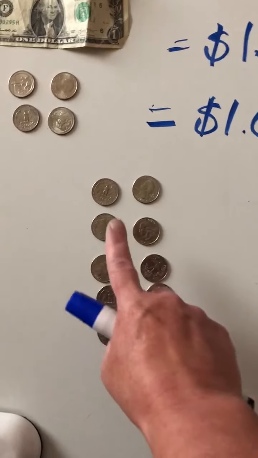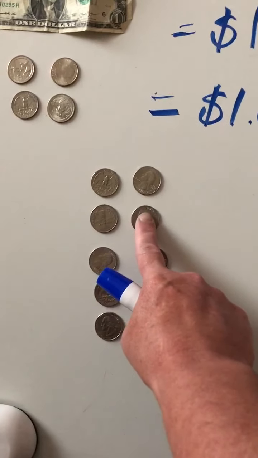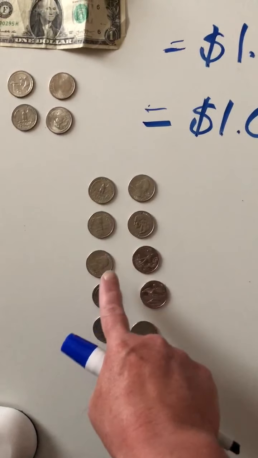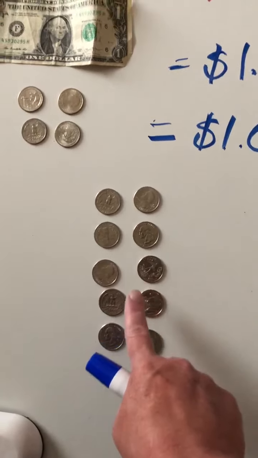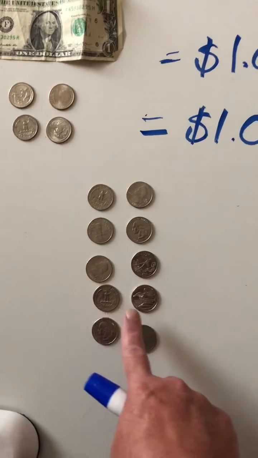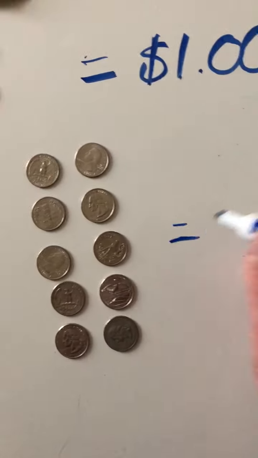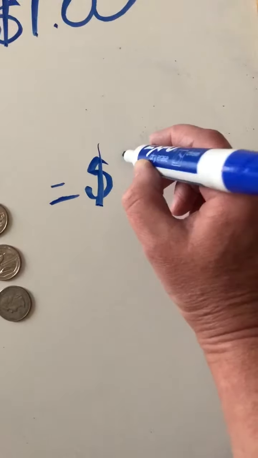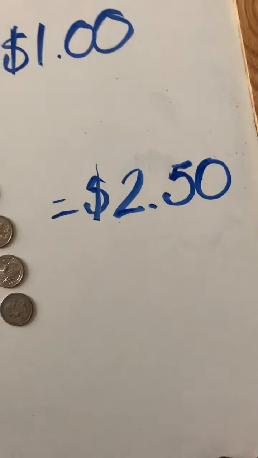Here we go. 25, 50, 75, $1. $1.25, $1.50, $1.75, $2. $2.25, $2.50. Okay, so 10 quarters equals, remember how we do our dollar sign? $2.50.